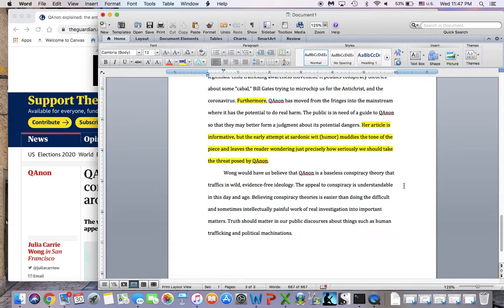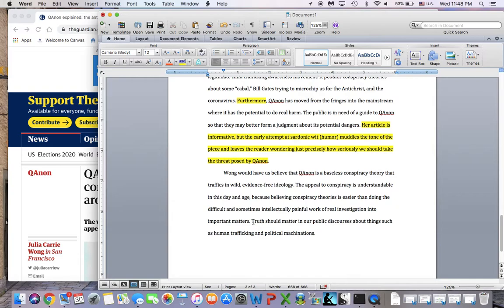Okay, so let me just read it aloud again. Wong would have us believe that QAnon is a baseless conspiracy theory that traffics in wild, evidence-free ideology. The appeal to conspiracy is understandable in this day and age. Believing conspiracy theories is easier than doing the difficult. See, I read it out loud and I realized this needs to be one sentence, a compound sentence. Because believing conspiracy theories is easier than doing the difficult and sometimes intellectually painful work of real investigation into important matters. Truth should matter in our public discourses about things such as human trafficking and political machinations.